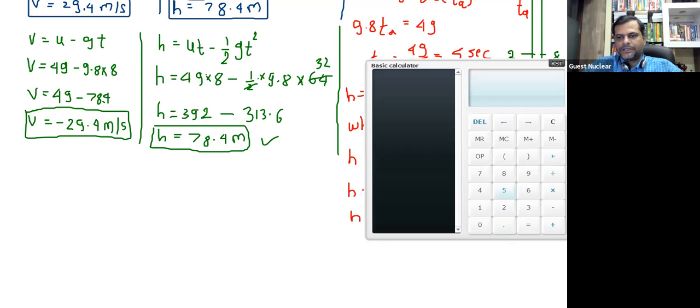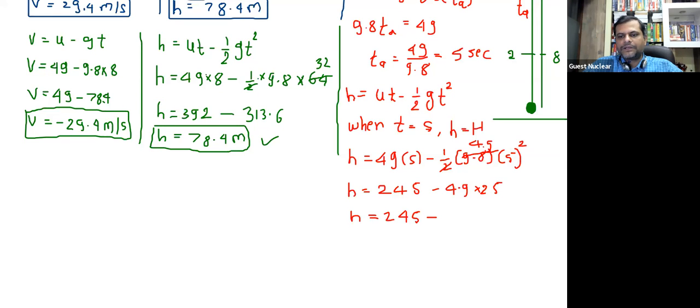Yes, 4.9 multiplied by 25, right? It's going to be 122.5. And we have to subtract it from 245 also, right? So 245 minus 122.5. How much does it come out to be? Again 122.5. See it here. So we can say 122.5 is kept here, and the subtraction comes out to be 122.5 once again.